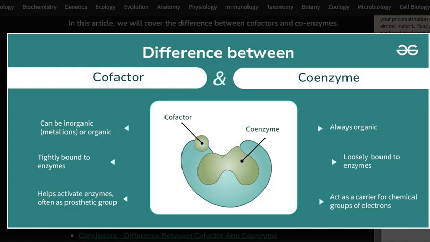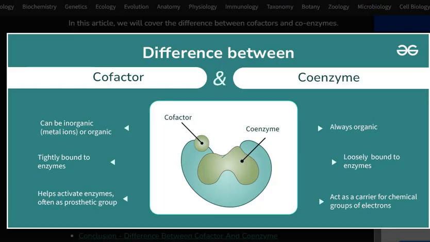Then the coenzyme will attach directly on the active site. These are always organic, loosely bound to enzymes, and act as a carrier for chemical groups or electrons. So the coenzyme is attached to the active site to make the active site compatible with the incoming substrate. The cofactors are ions, which are inorganic, that can loosely bond to the enzyme to ensure it can function. The coenzymes are loosely bound to allow the enzyme to do its job. When a cofactor bonds tightly with an enzyme, it is known as a prosthetic group.